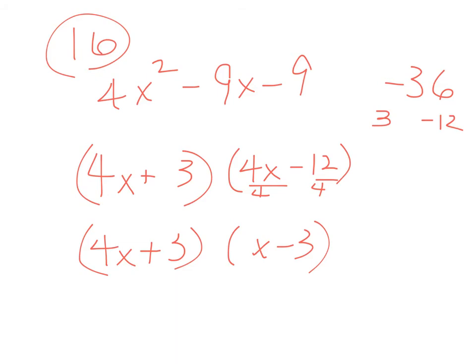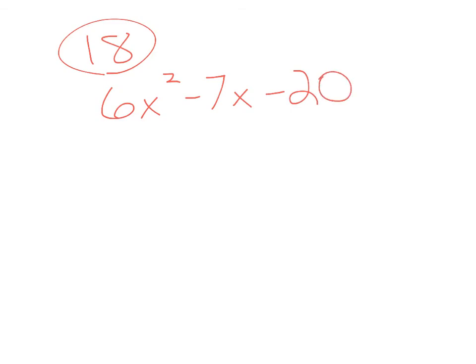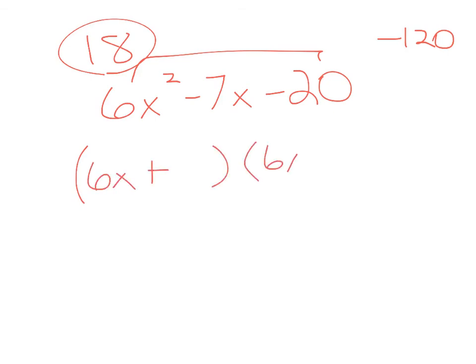Number 18 is 6x squared minus 7x minus 20. Gonna multiply. I'm looking for the factors of negative 120 that are gonna give me negative 7. So 6x, one's plus, 6x, one's minus. So I'm gonna sit here and try my little tree trick. And I get 2 and 3. I could do 4 and 5.